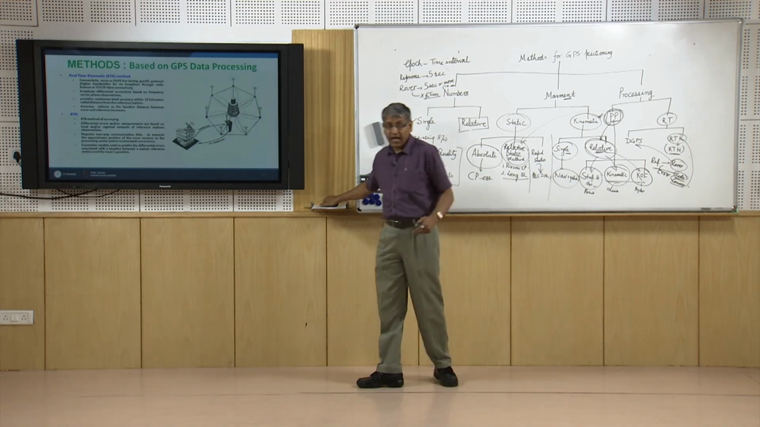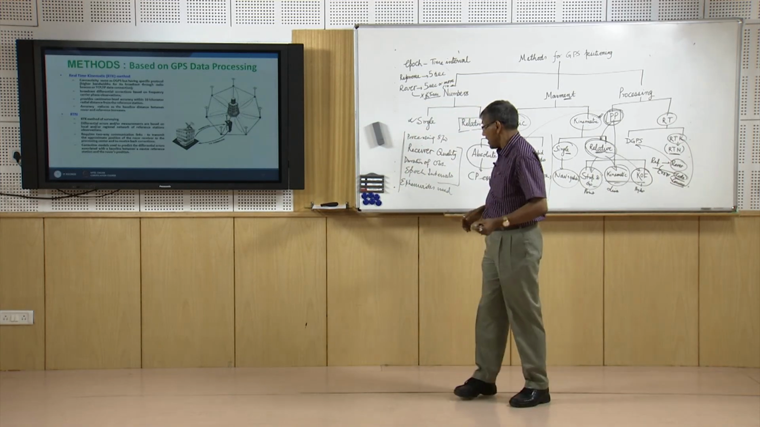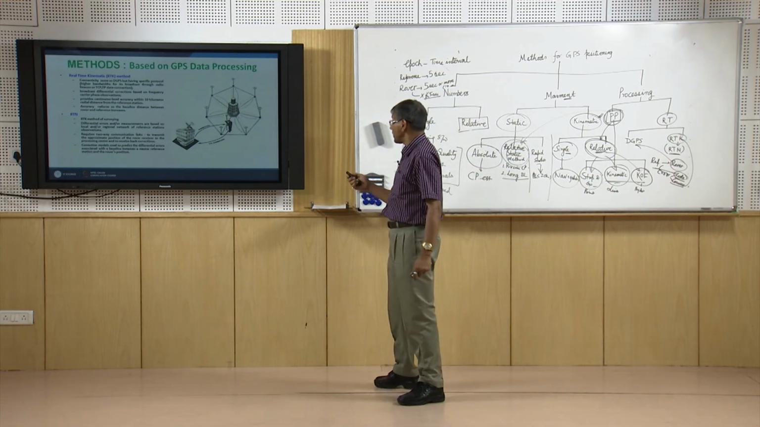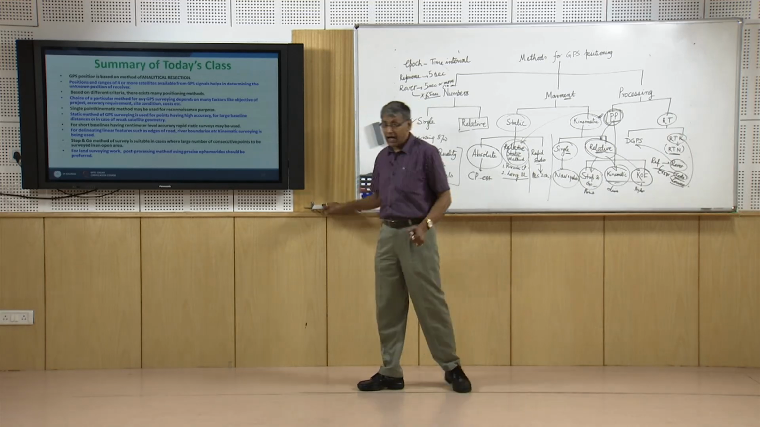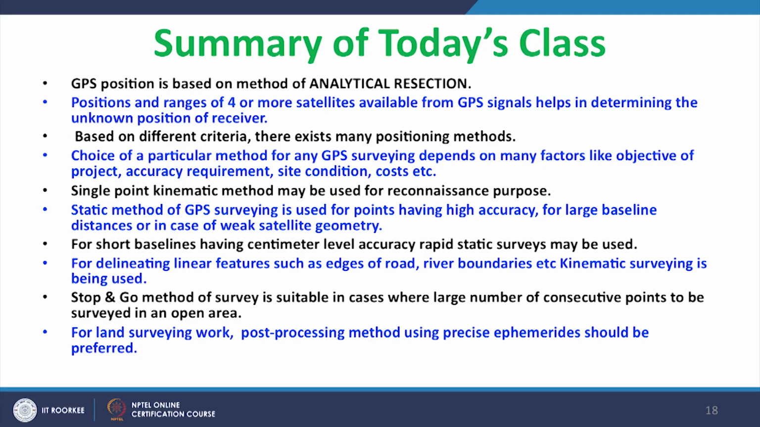So, with this I would like to conclude today's class. However, before concluding let me summarize that it is the analytical dissection method which is the basis behind GPS positioning. For GPS positioning we need at least 4 satellites and preferably 5, and based on defined criteria there are different methods available nowadays.